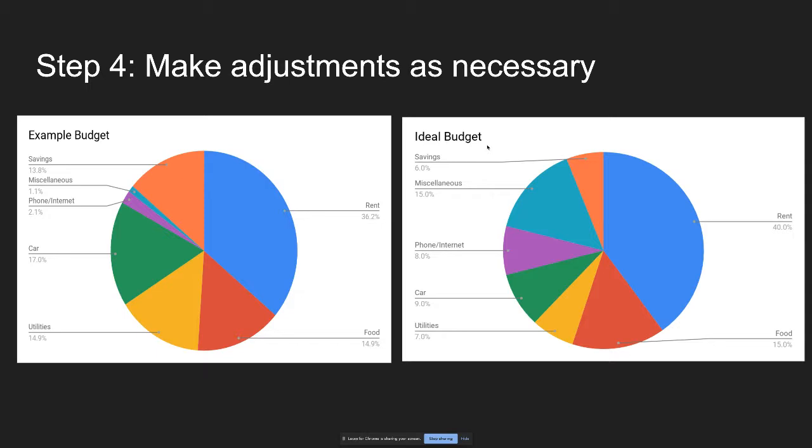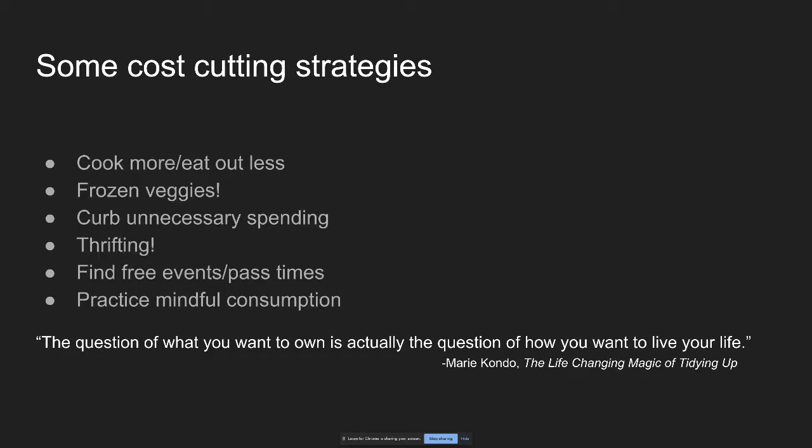So let's say, for instance, in this case, we have 13.8% of our budget goes towards savings, whereas the ideal budget says 6% is supposed to go towards savings. I don't see that as a bad thing. I see that as you doing a great job with your savings. So don't always think that just because you're not exactly fitting this, you're doing something wrong or bad. It should be tailored to your needs and your lifestyle.